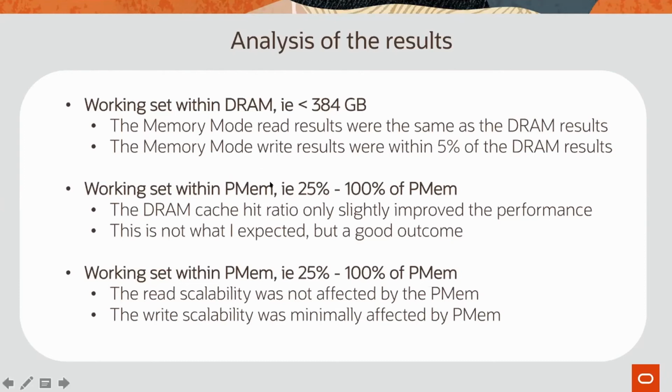When I was forcing the working set to use all of PMem, because of the way I was testing, the cache hit ratio didn't really make that much difference to the throughput. Like I said, I didn't expect this. I was expecting bad results, but I was quite happy with the outcome. Likewise, when I'm forcing all of the persistent memory to be used, the read and write scalability wasn't really affected that much. Read, I basically couldn't tell. The write scalability was minimally affected. So if I compare that to the prior work done with micro benchmarks, this is actually a pretty good result.